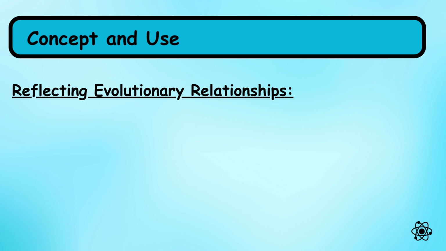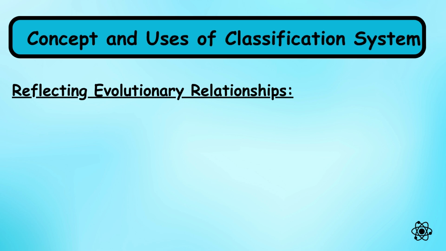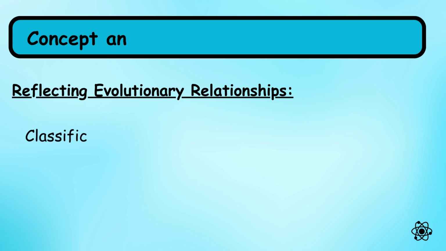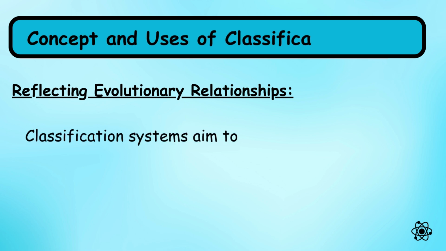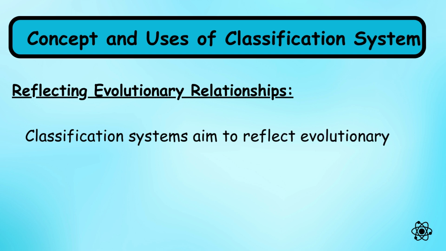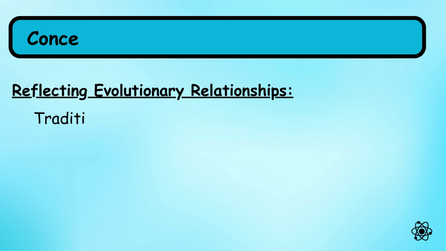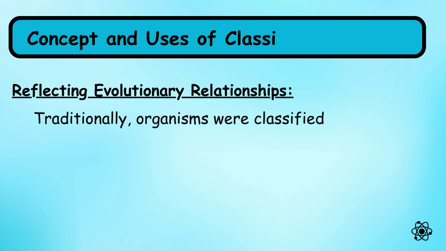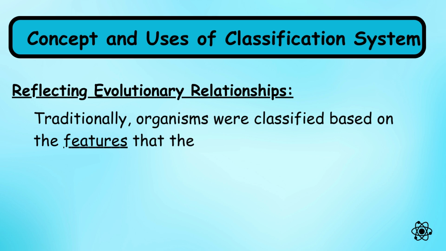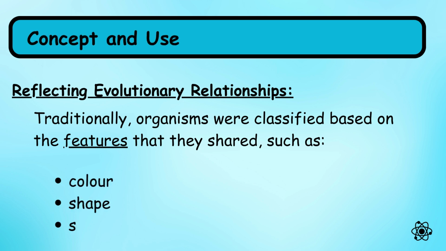Let's understand what classification means. Basically, classification means putting things into groups. The main reason for classifying living things is to make it easier to study them. Classification systems aim to reflect evolutionary relationships between species. Traditionally, organisms were classified based on the features that they shared. So it was understood that the more features they shared, the more closely related they were.